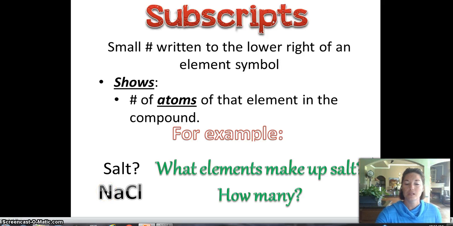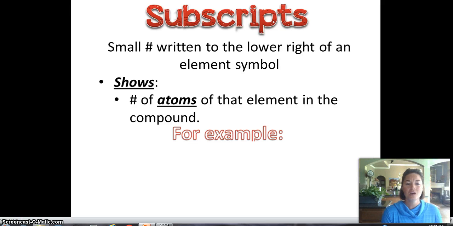One. How many chlorines do we have? Only one. Since there's no subscript to the lower right-hand side of either the sodium or the chlorine, it's understood that there is only one atom of those elements in the compound. Here's another example. There's the calcium carbonate.